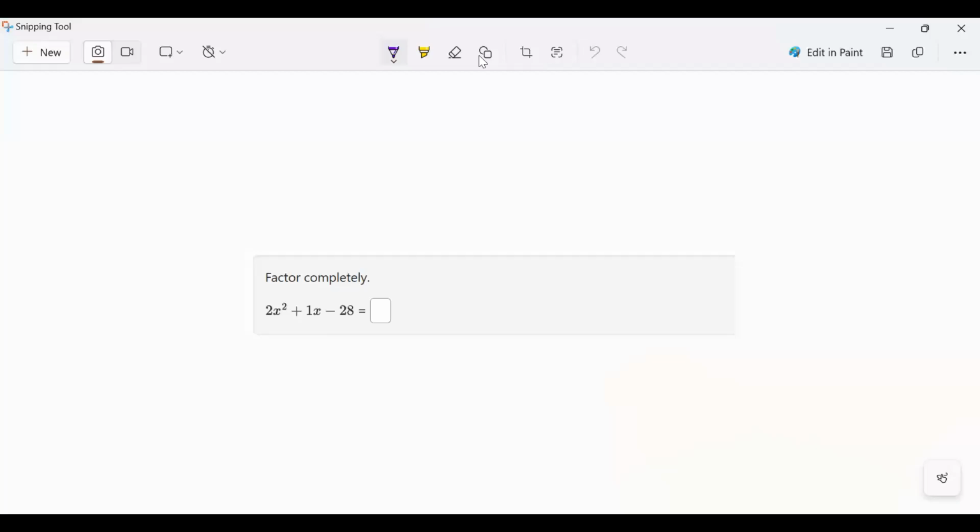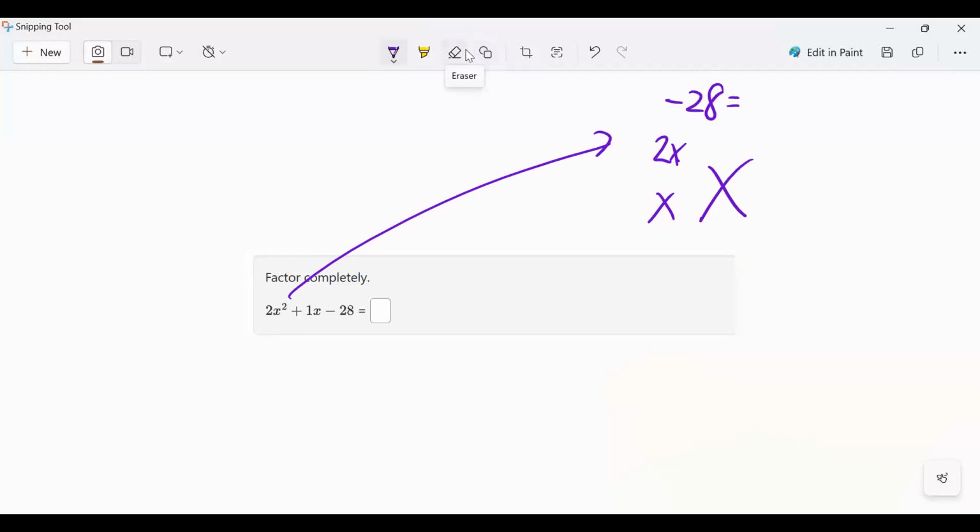So right here, we start with the factoring of 2x squared, right? There's only one way to do this, 2x times x. For the other number, minus 28, there are several ways of doing this, a lot of ways actually. So let's try 4 and 7, right? 4 times 7 is 28. I'm going to put a negative sign in front of 7, positive sign in front of 4.